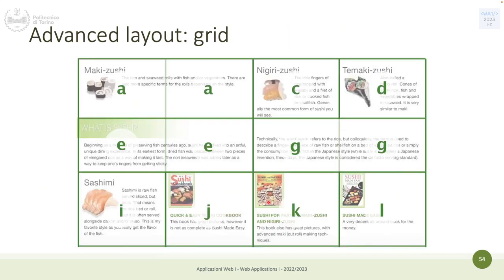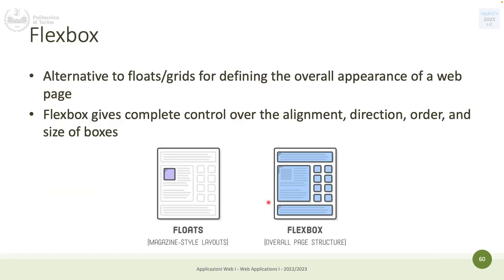Nobody cares about this anymore, and so these are floating grids. And currently, for structuring a page, what is used is flexbox. That is another display style. So you have display block, display inline, display none, display grid, and you also have display flex. That gives complete control over the alignment, direction, and order of elements in a page.